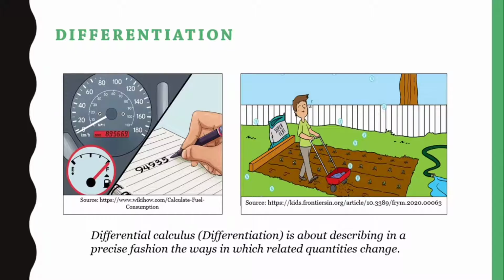So for example, an agronomist might be interested in the extent to which a change in the amount of fertilizer used in a particular crop affects the yield of the crop. Economists want to know how a change in the price of a product affects the demand for that product. So differential calculus or differentiation is all about describing in a precise fashion the ways in which related quantities change.